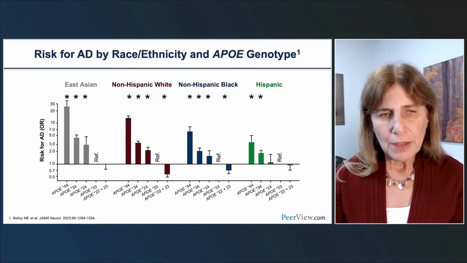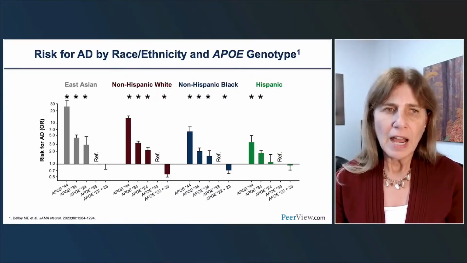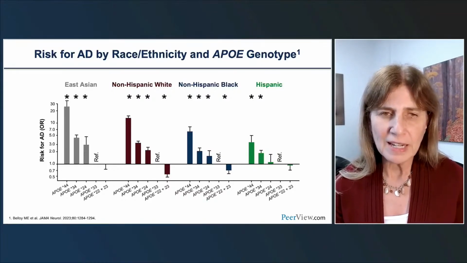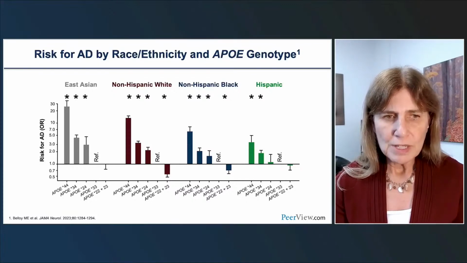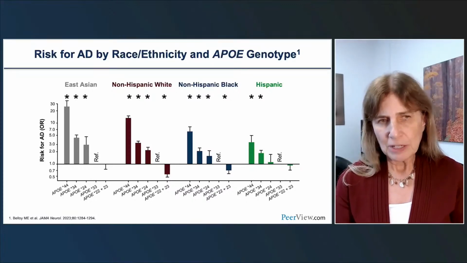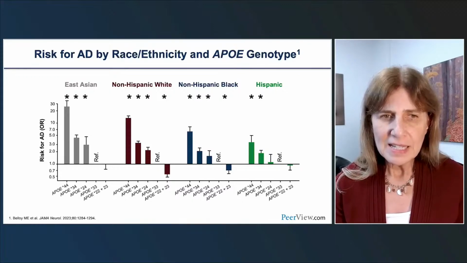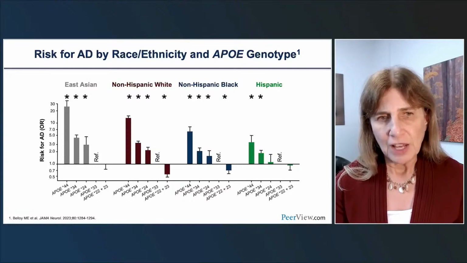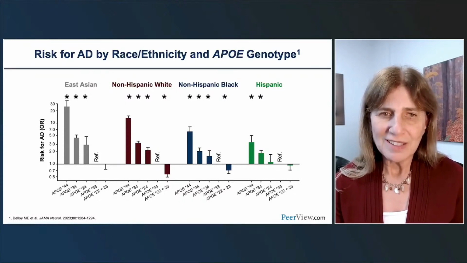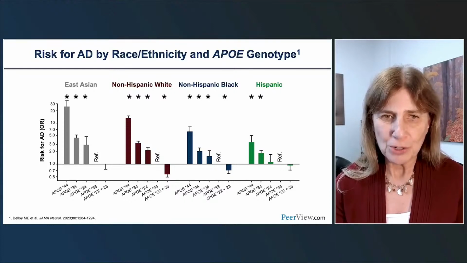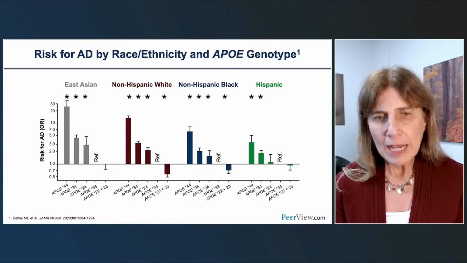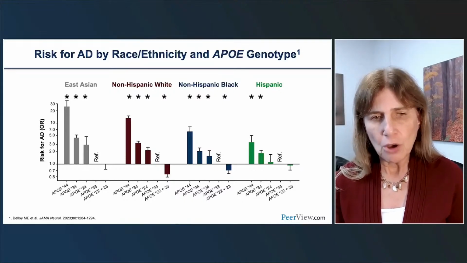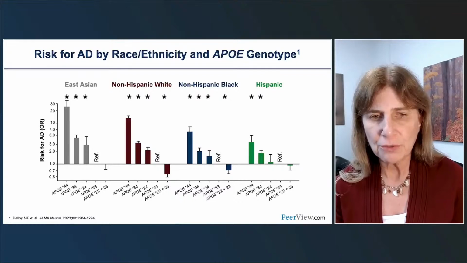It's worth noting that there is a difference in how ApoE genotypes act considering race and ethnicity. And the greatest risk of the ApoE4 allele with respect to Alzheimer's disease is in East Asian and non-Hispanic white populations. And the greatest protective value of the ApoE2 allele is actually in the Caucasian population. When we look at non-Hispanic Blacks and Hispanics, we see some impact of the ApoE4 allele, but not as strong in terms of conferring risk for Alzheimer's disease.